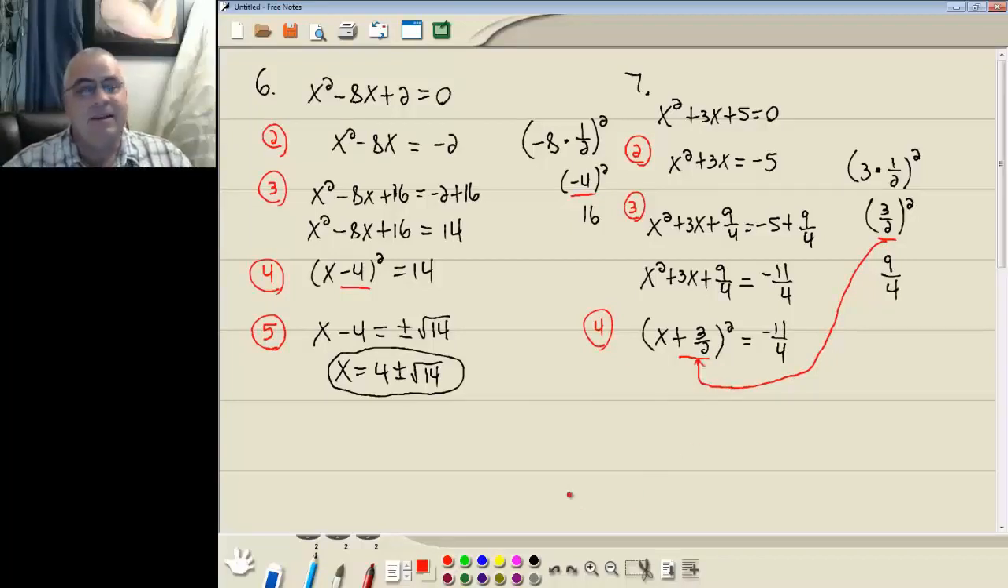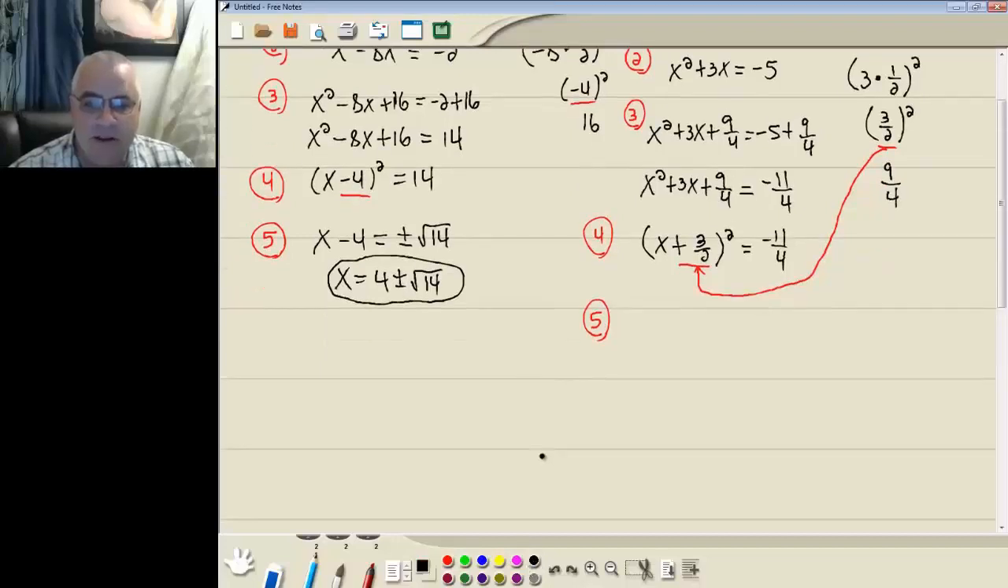Okay, step 5. Use the square root property to solve for x. Again, if you got something squared equal to something else, square root property says drop your squared. So I got x plus 3/2, and then you put a plus or minus square root around the other side.